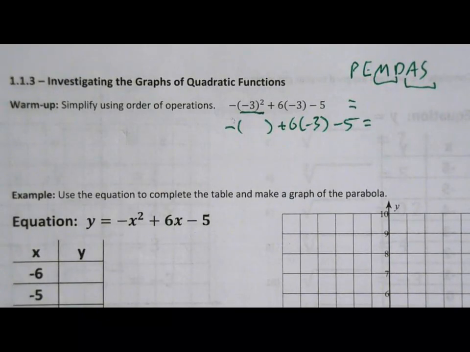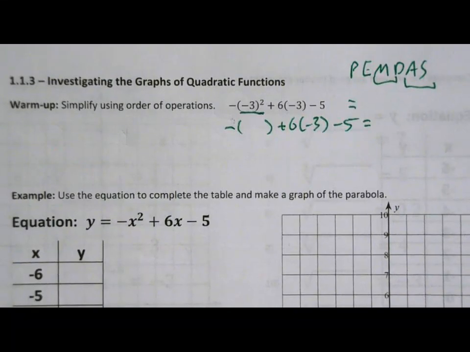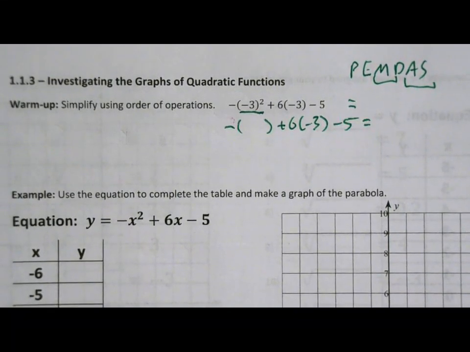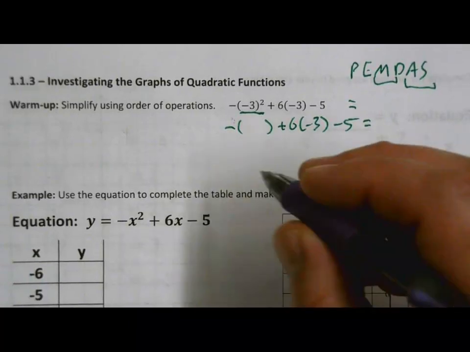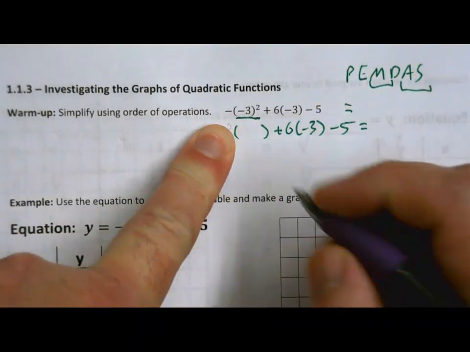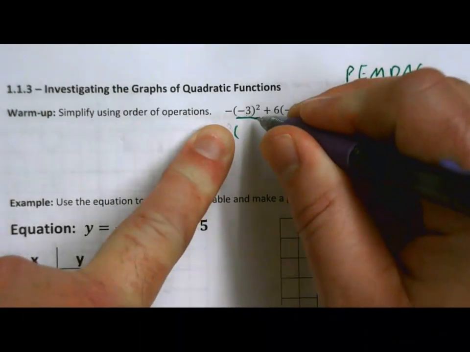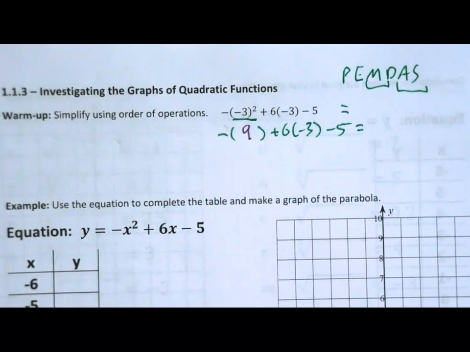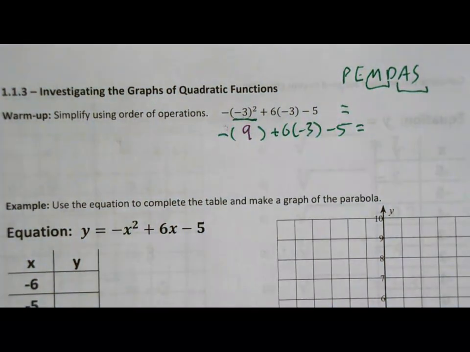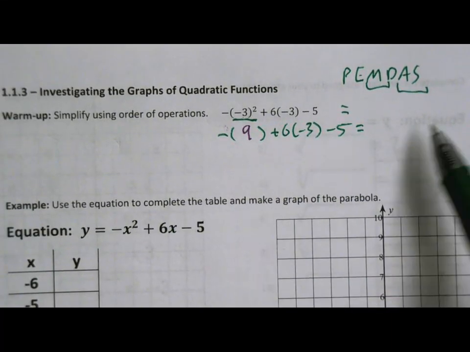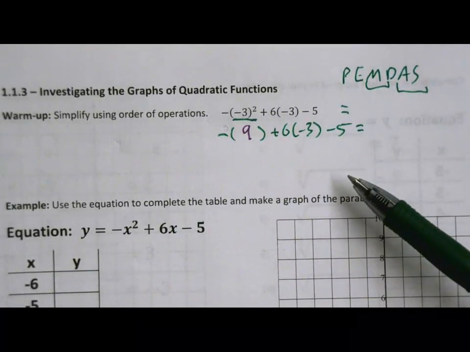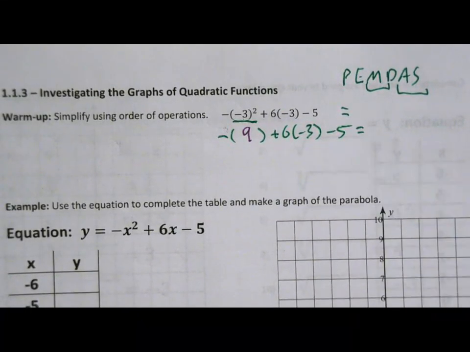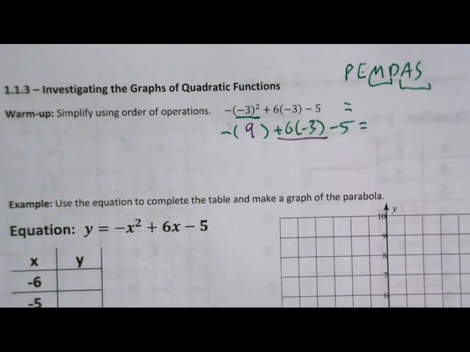What is -3 squared? What do you get if you multiply -3 times itself? +9 or -9? I mean, disregarding that negative out there. -3 times -3 is +9. So that'll turn into a 9. We got some addition, we got some subtraction, and we've got some multiplication going. What comes next? After exponent, we got to do the multiplication.